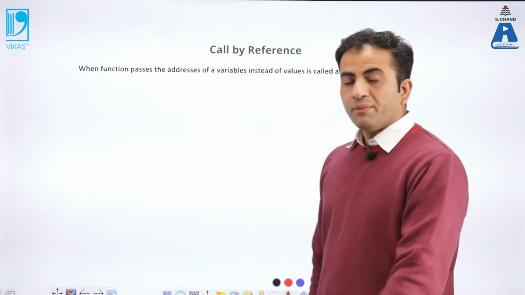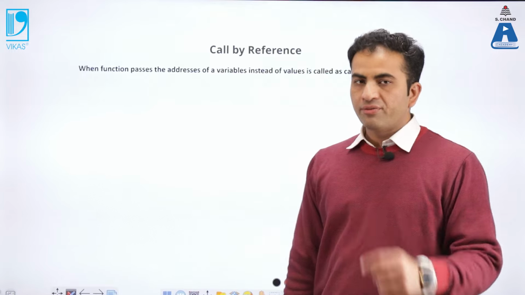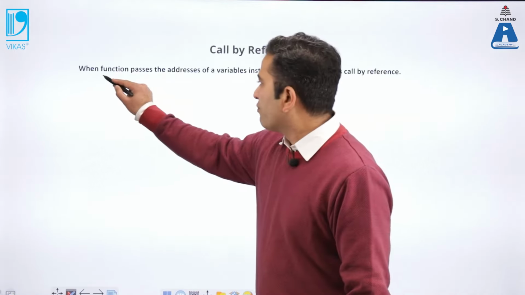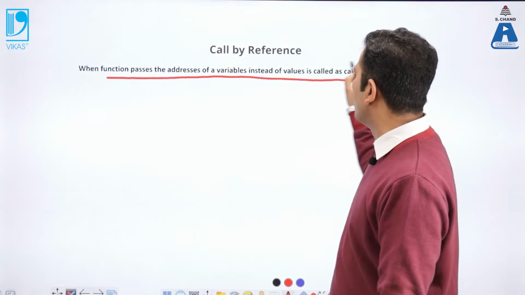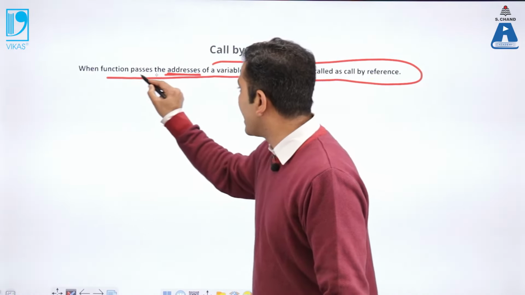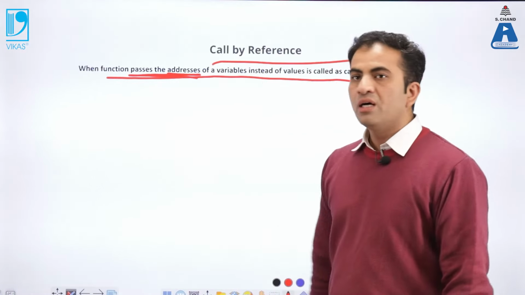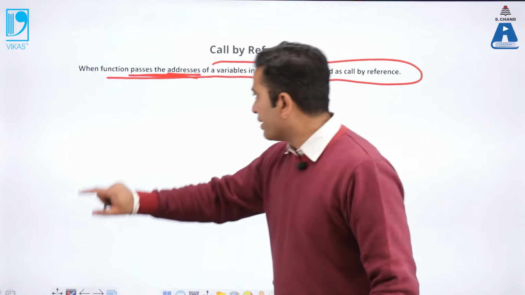Okay. Now the most important concept is call by reference. Call by reference means when a function passes the address of a variable instead of values. It passes addresses of a variable instead of values. Okay, what is the meaning of this?